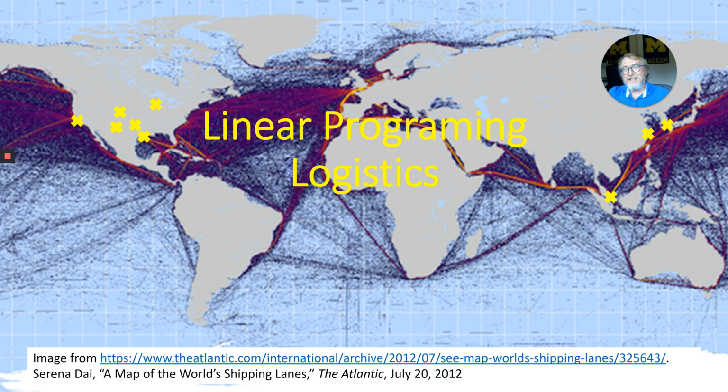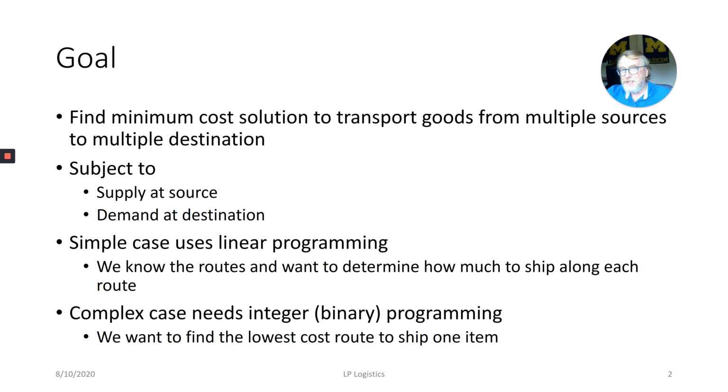Welcome to Business Analytics. This video is an example of using linear programming for logistics or transportation or supply chain management. The goal is to find the minimum cost solution to transport goods from multiple sources to multiple destinations. But we have some constraints: a supply constraint at the sources and a demand constraint at the destinations.